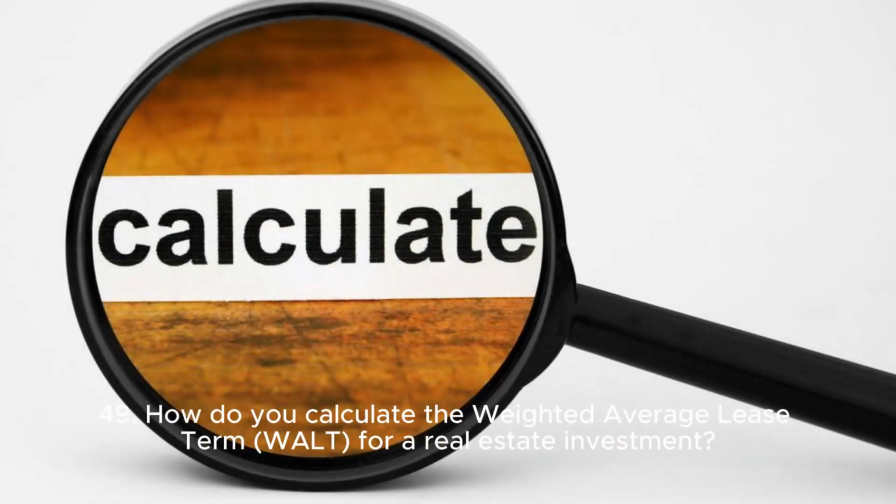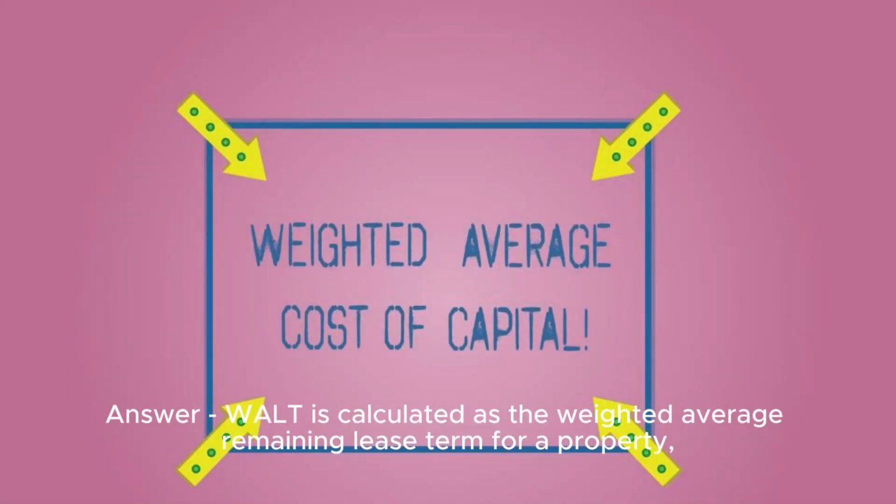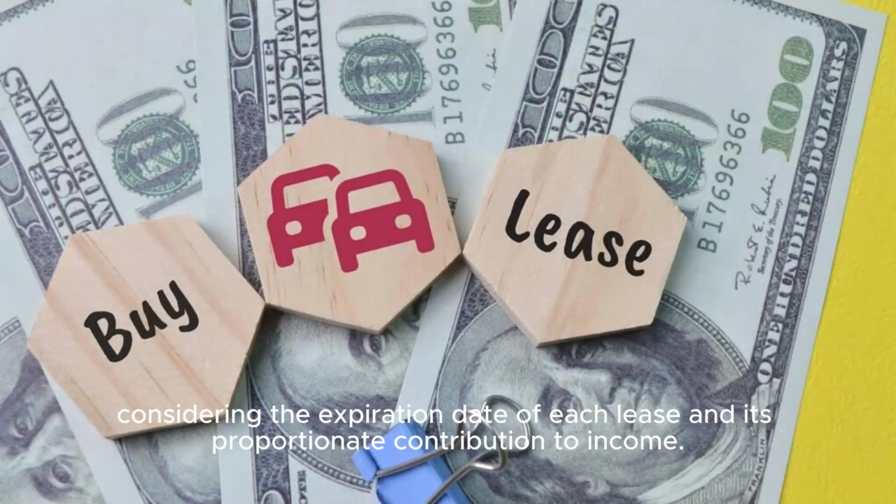49. How do you calculate the weighted average lease term, WALT, for a real estate investment? Answer: WALT is calculated as the weighted average remaining lease term for a property, considering the expiration date of each lease and its proportionate contribution to income.